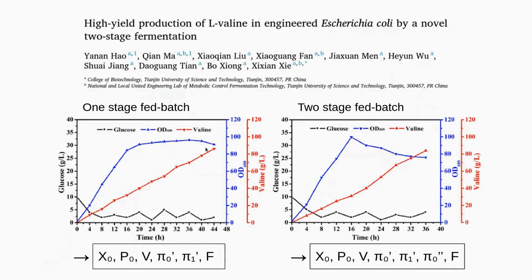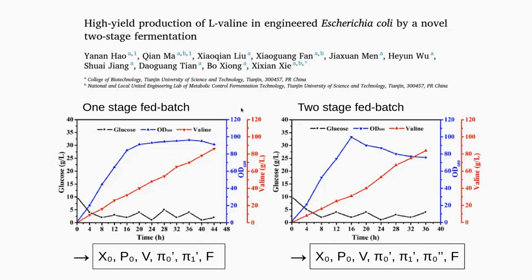To illustrate the application of our tool, we will use a case study of L-Valine production in metabolically engineered E. coli, which we also discussed in our paper. Here are the two figures from the paper that are most important for us. On the left is a one-stage fed batch fermentation that is fully aerobic.